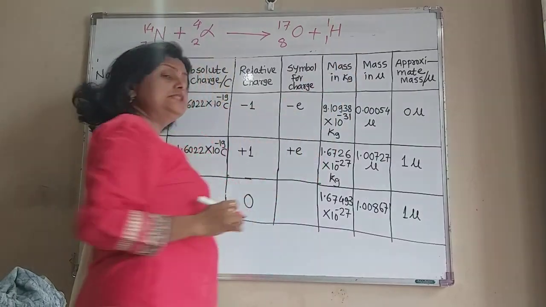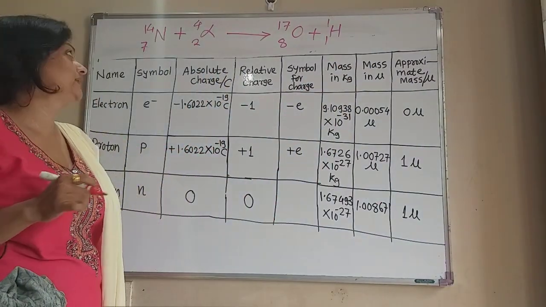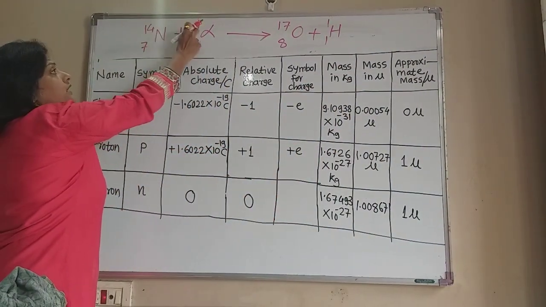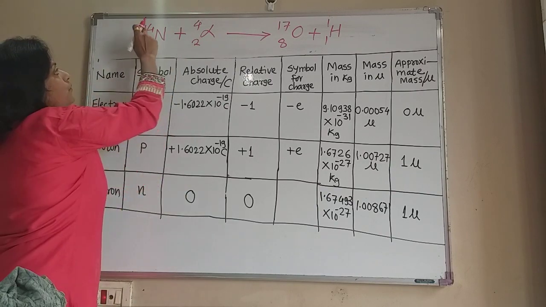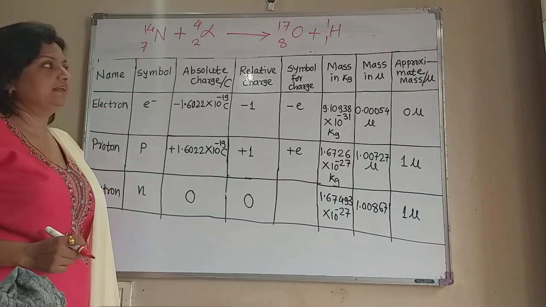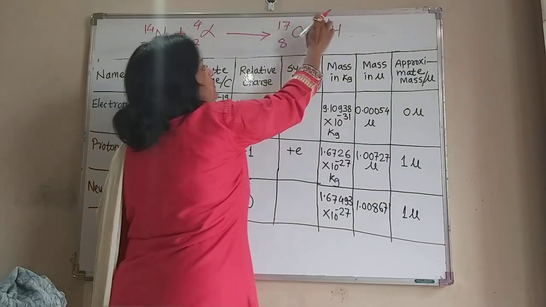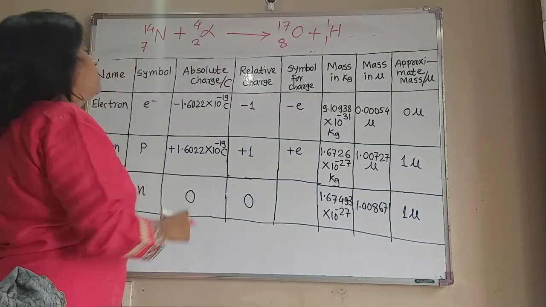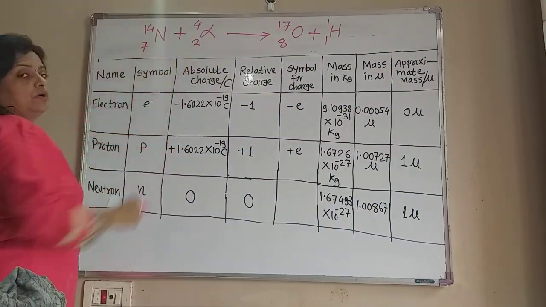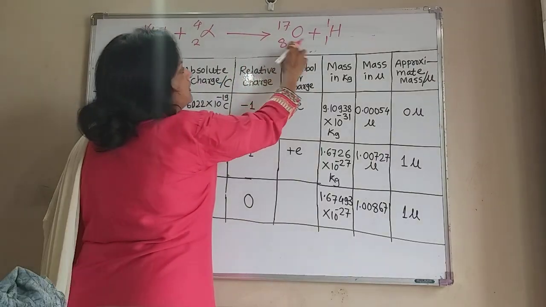Now see how this radioactive reaction is balanced. Total mass number: 14 plus 4, that is 18. Here also 17 plus 1, 18. Now atomic number: 7 plus 2, 9. Here also 8 plus 1, 9.